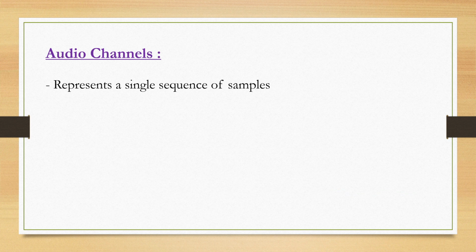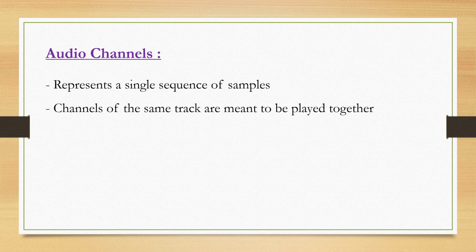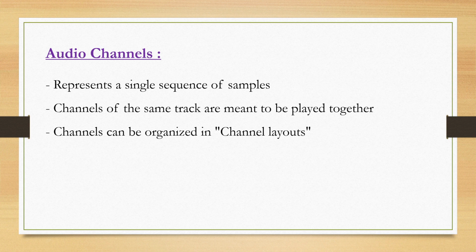The next is audio channels. An audio channel represents a single sequence of samples. Like we discussed before, the sequence of those audio samples represents the audio channel, and the channels of the same track are meant to be played together. The channels can be organized in a channel layout. This is how channels are formed.